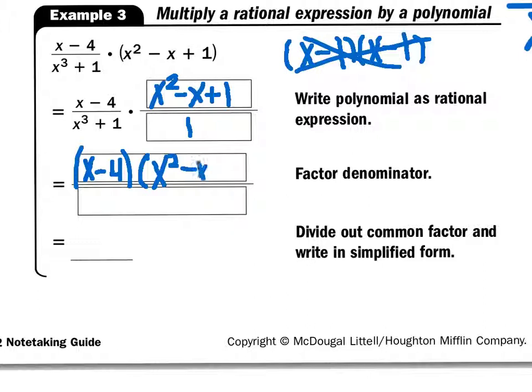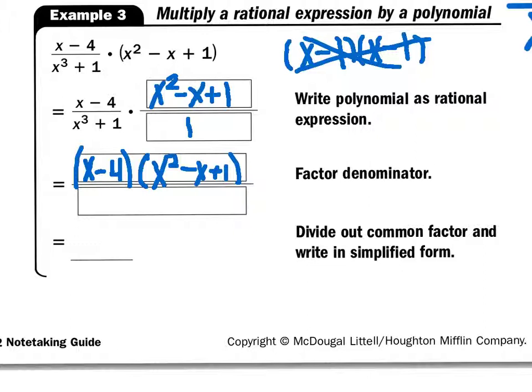You would have irrational numbers if you tried to factor that out. If you don't know, try the quadratic formula, and if you get an irrational number or imaginary number, you can just go back to the unfactored form. Okay, on the bottom, x cubed plus 1.